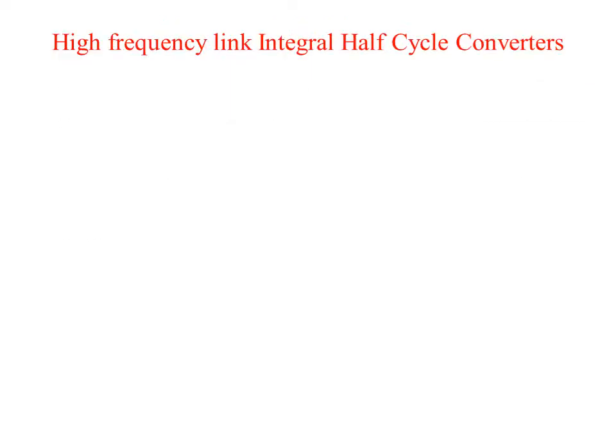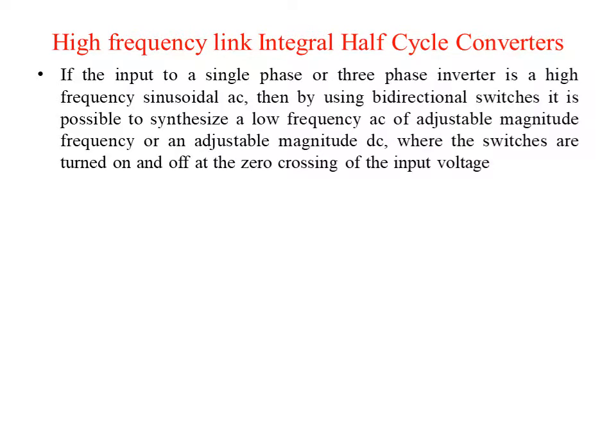High frequency linked integral half cycle converters. If the input to the single phase or three phase inverter is high frequency sinusoidal AC, then by using bidirectional switches, it is possible to synthesize a low frequency AC of adjustable magnitude and frequency or an adjustable magnitude DC, where the switches are turned on and turned off at zero crossing of input voltages.